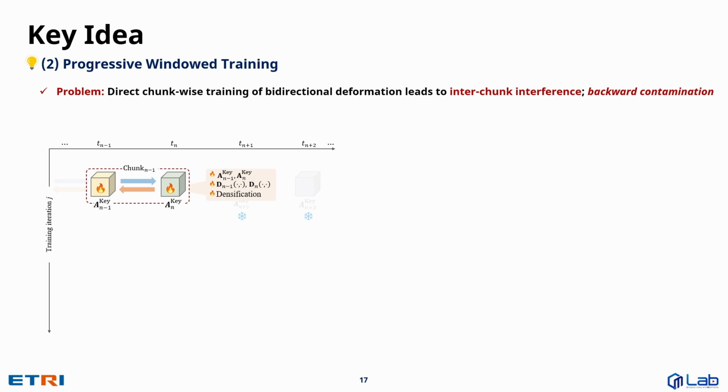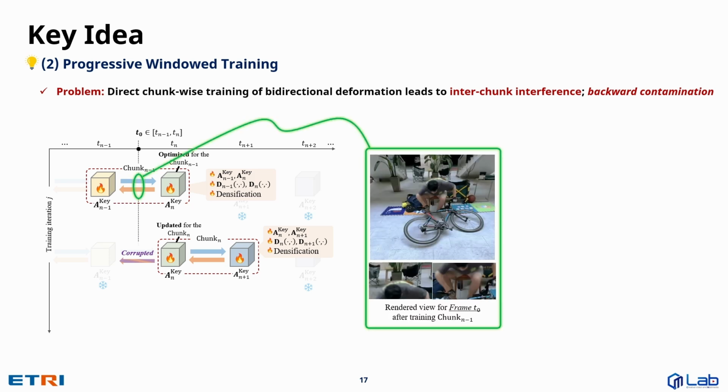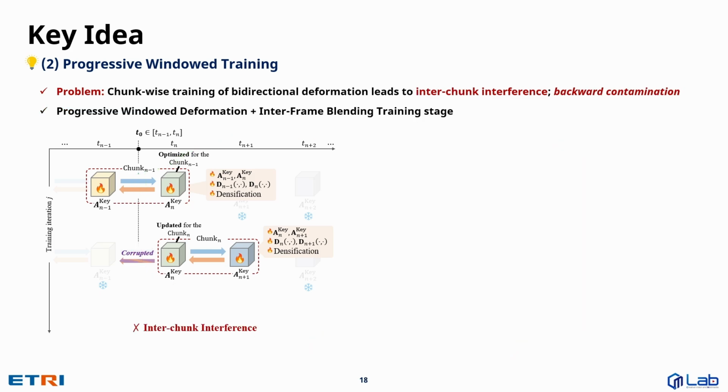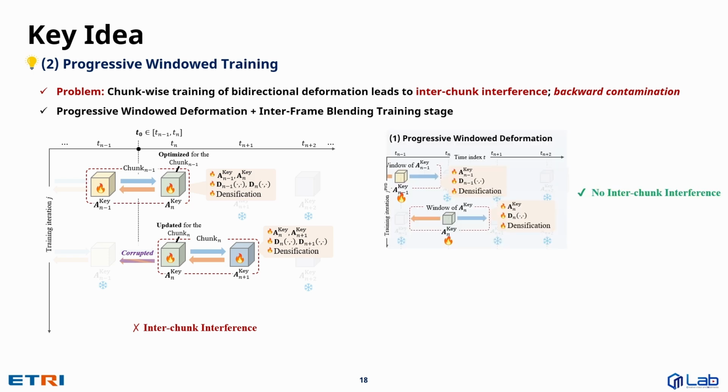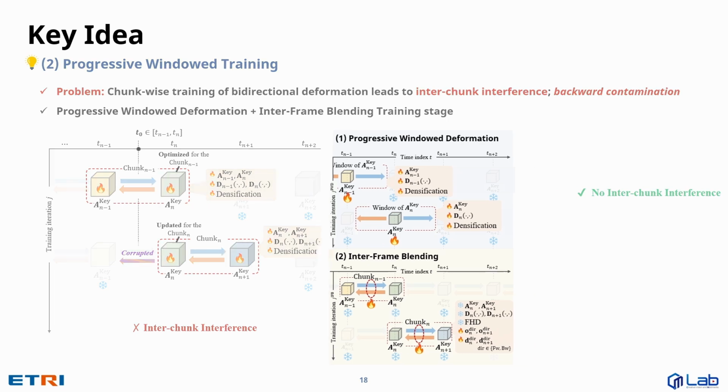Our second key idea is progressive windowed training. A naive chunk-wise training of bidirectional deformation causes inter-chunk interference, especially backward contamination. As a result, updating the current chunk can corrupt motion that was already optimized in previous chunks. To address this problem, we divide the training into two stages: progressive window deformation and interframe blending. First, progressive window deformation optimizes only a local window, which prevents interference across chunks. Then interframe blending connects adjacent windows while preserving temporal continuity without inter-chunk corruption.